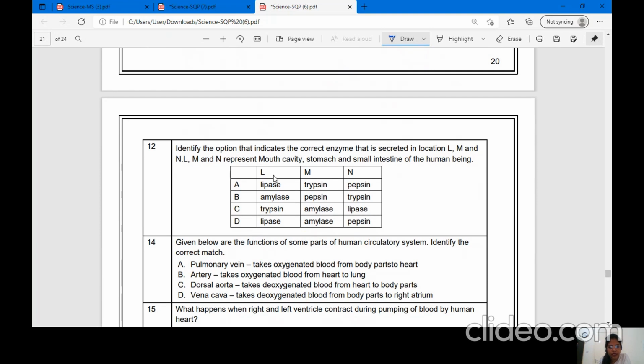L, M, N represent: L is mouth, M is stomach, and N is small intestine. So now, mouth has which enzyme? Yes, amylase is only present in mouth. Stomach has just one enzyme, that is pepsin. Small intestine has three enzymes and one of that is trypsin. So option B is the correct combination.